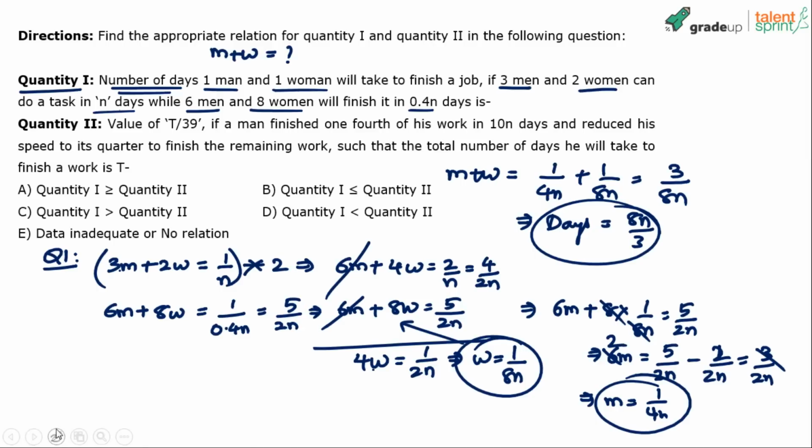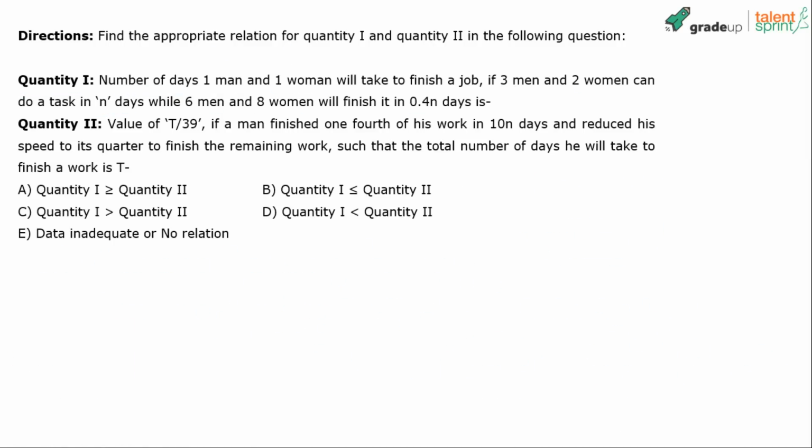The other way to find quantity 1 is work: total work is nothing but number of persons into number of days. So 3 men plus 2 women together will finish it in N days. The same work can be done by 6 men plus 8 women in 0.4 N days. Based on this, you'll get the ratio of men and women. Then you substitute in these equations to find 1M, 1W, and then the total work. Either way, it will need a little bit of time.